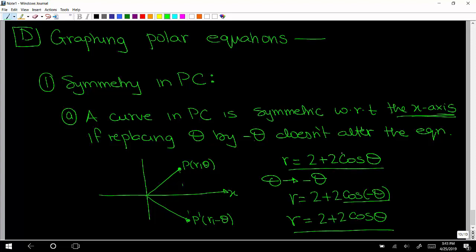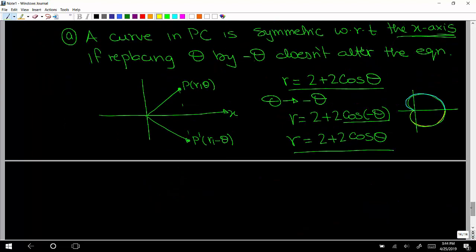So that tells me that this curve is symmetric with respect to the x-axis. And if you were to graph this curve, we'll learn how to do that in a second, you'd notice that the graph looks something like this. So you can see whatever we have on the top here, above the x-axis, we have that on the bottom. So we say that that curve is symmetric with respect to the x-axis.